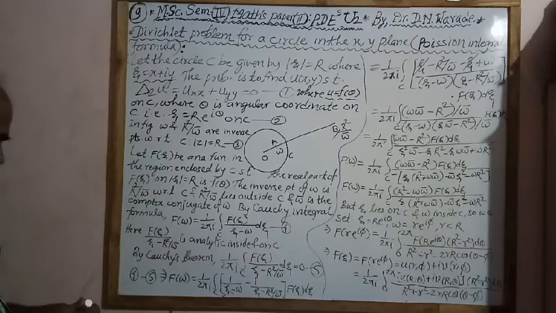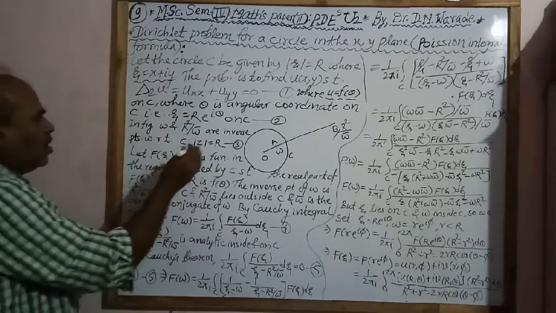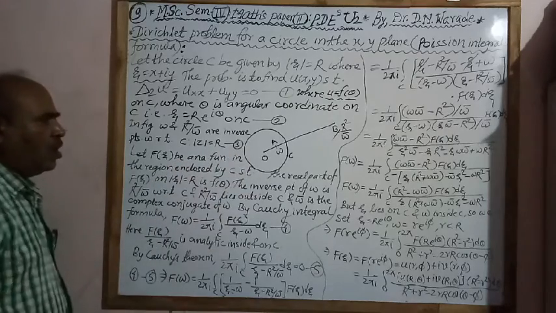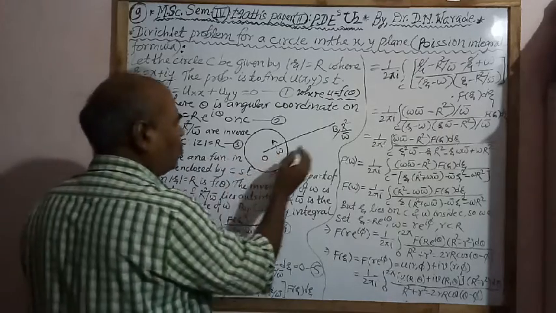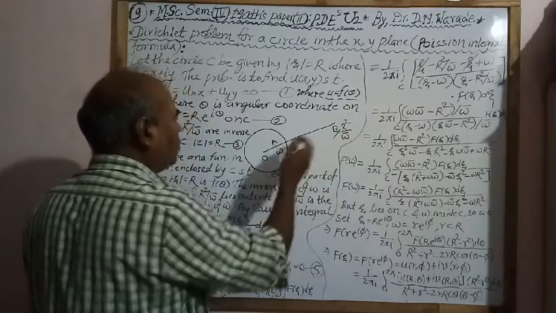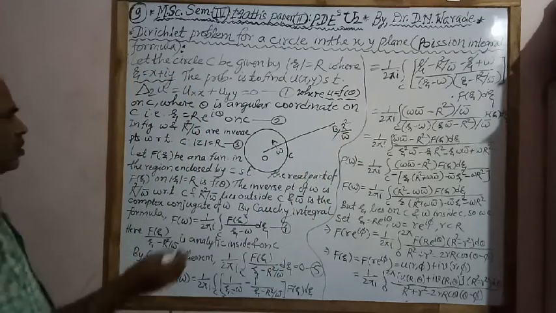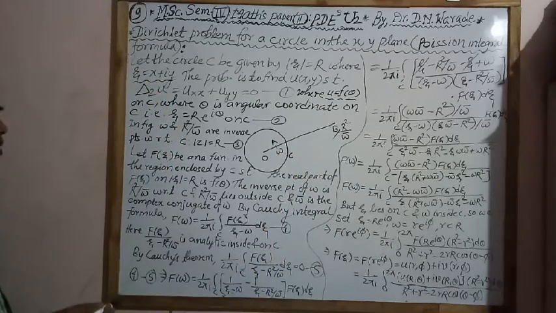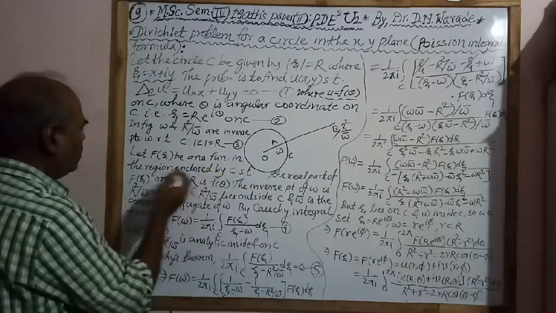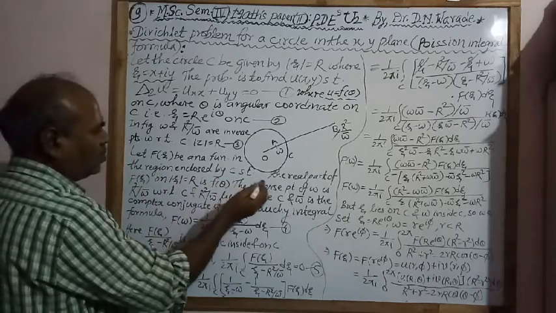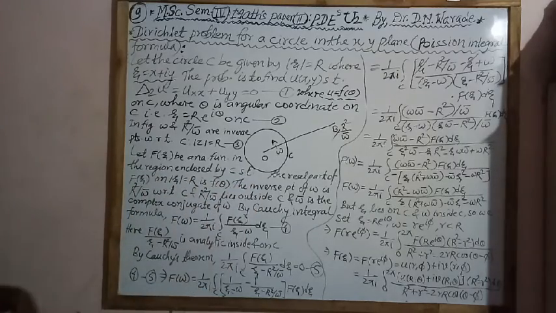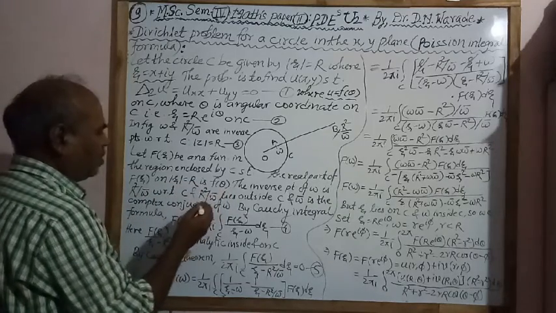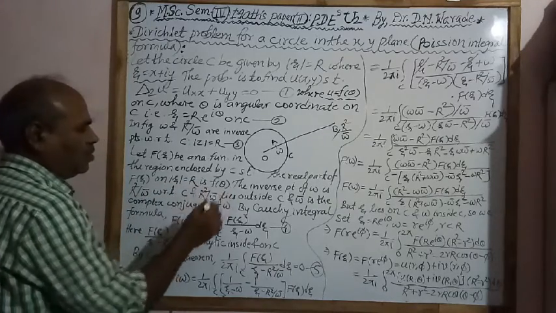In the figure, w and r square by w bar are inverse points with respect to the circle mod of z equal to r. This is the point w, and r square by w bar are the inverse points. Now w bar is the complex conjugate of the point w. Let f of xi be an analytic function in the region enclosed by C such that the real part of f on mod of xi equal to r is f of theta. The real part is f of theta.